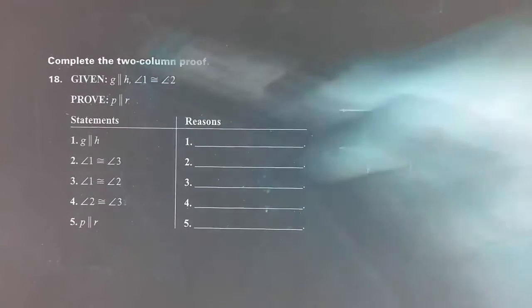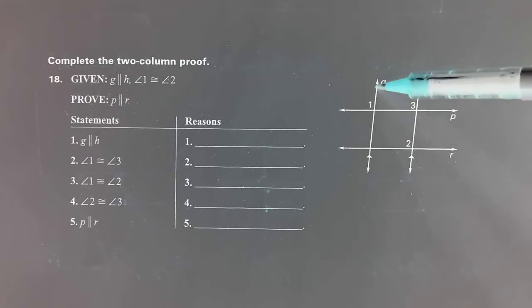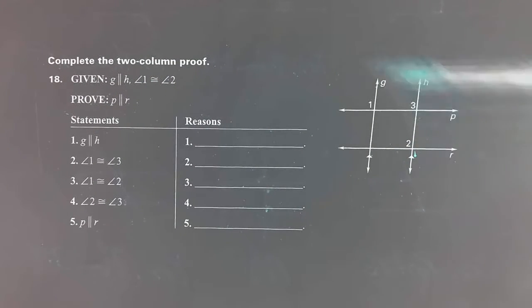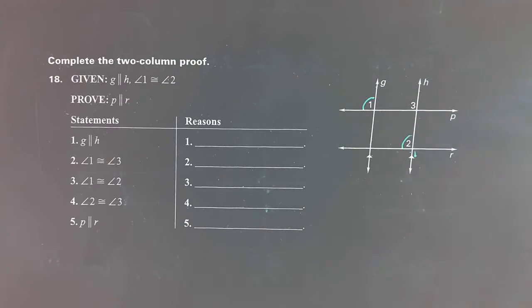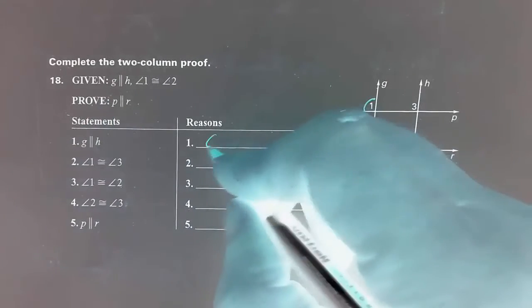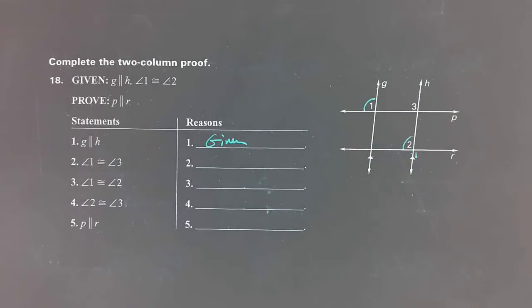Given that G is parallel to H, so they're telling you that these two lines are parallel. That's what those triangles are indicating. And that angle 1 is congruent to angle 2. So I know that angle and that angle are the same. Prove that P is parallel to R. Okay, they start right out with G parallel to H, and that is given. We know that. Then it says 1 is congruent to 3.